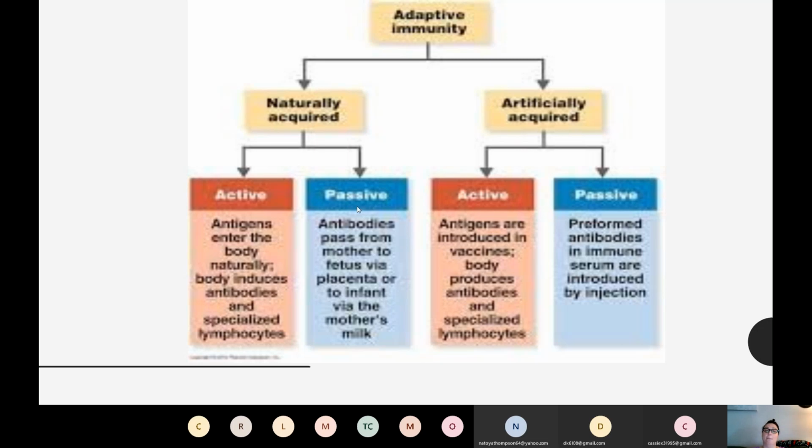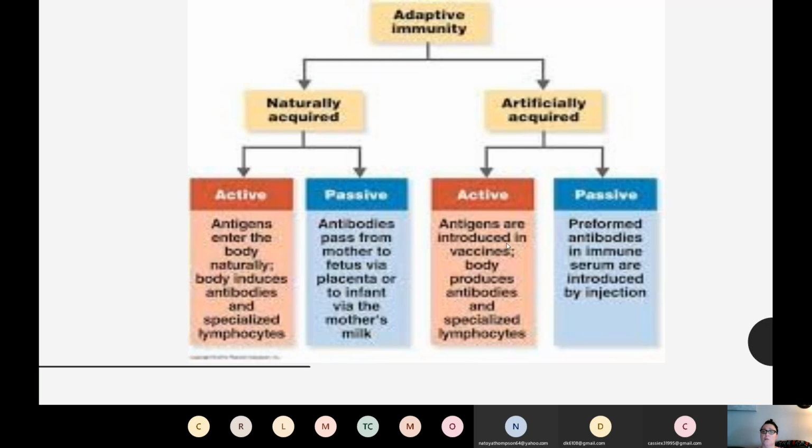Naturally acquired passive means something that was passed from your mother to you, during pregnancy from the fetus or through breast milk, right? And then there's a second category. It's still part of adaptive immunity, but it's the artificially acquired. Now that has an active and passive form as well.